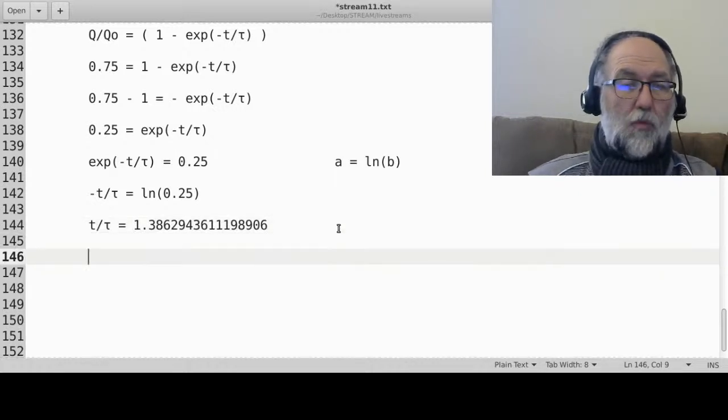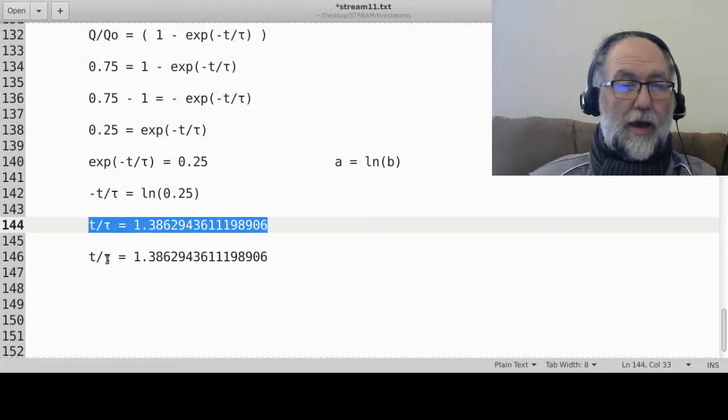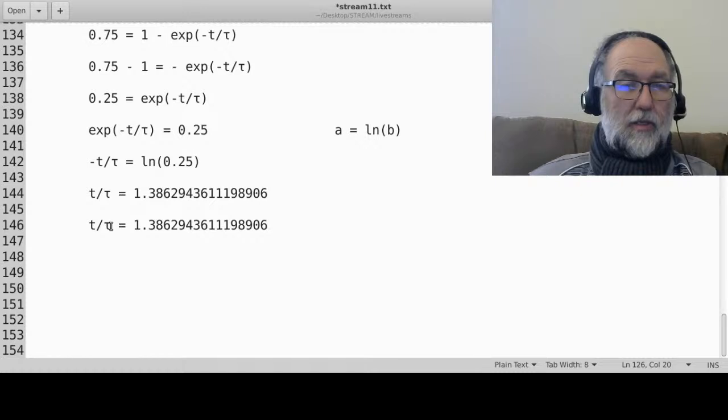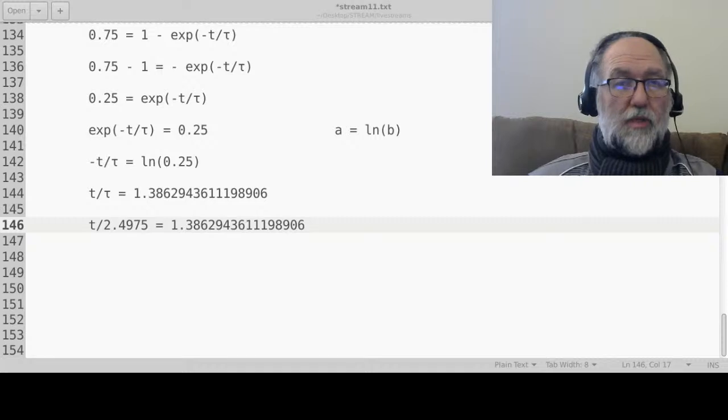Now what? Well, don't forget, we know what tau is equal to, so we can simply multiply that on both sides, or I could just write it in there. You say, but what is tau? Well, we found tau to be 2.5. I'll just use all those decimals there. So I could just take that out and put that in there. Now what? Well, multiply both sides.